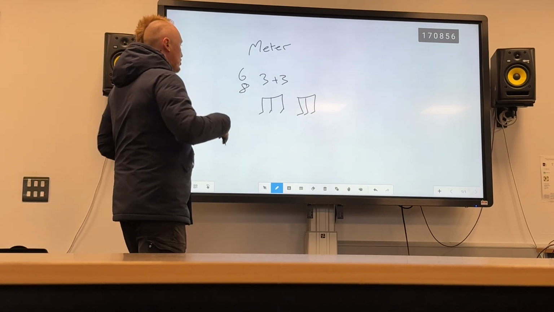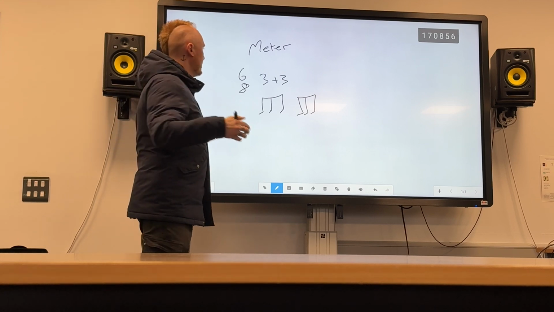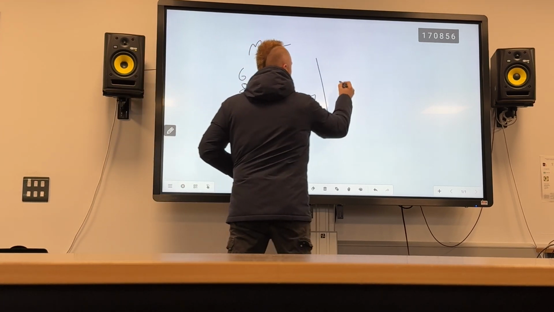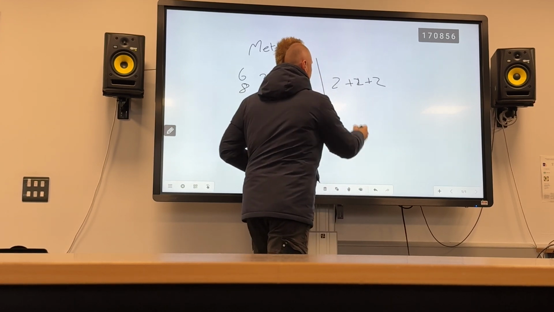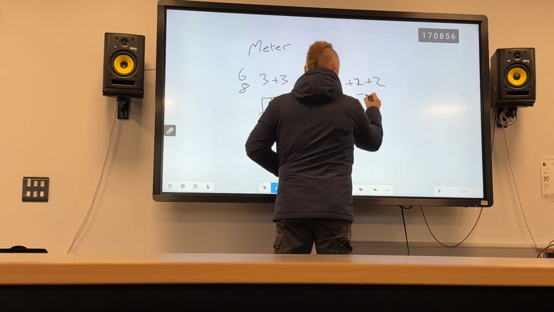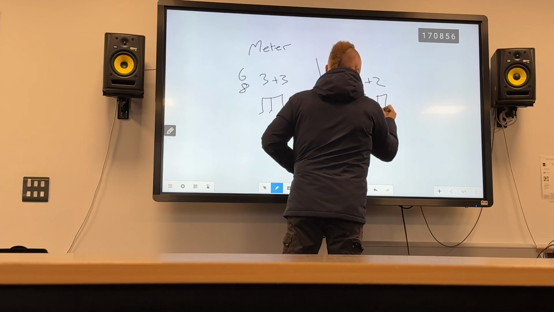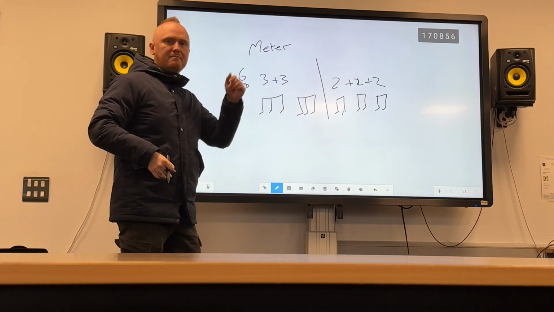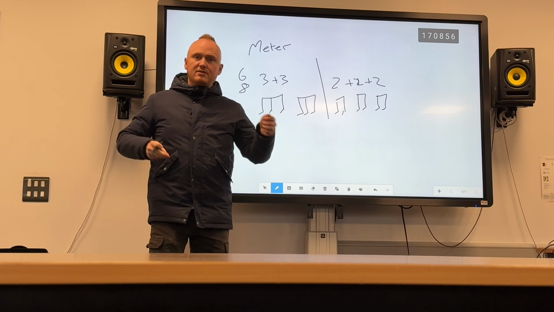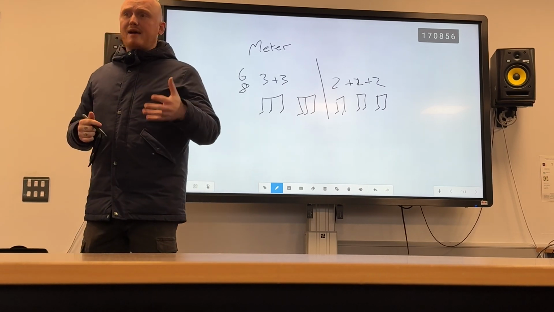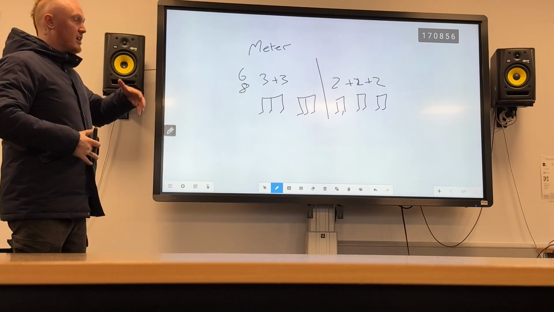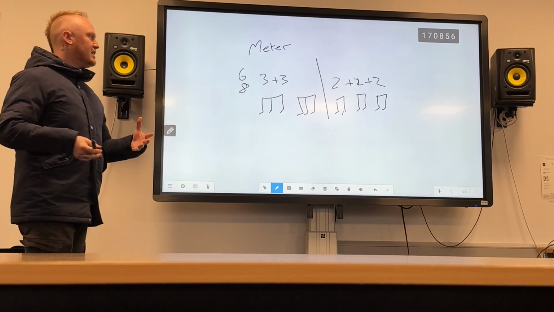But if we wanted to, we could change the meter. We could change the meter from 3 plus 3 to 2 plus 2 plus 2, in which case, instead of feeling like 1, 2, 3, 4, 5, 6, it would be like 1 2, 1 2, 1 2. I'm not singing any faster or clapping any faster or making it sound any faster. It's just that the pulse and the meter feel completely different.